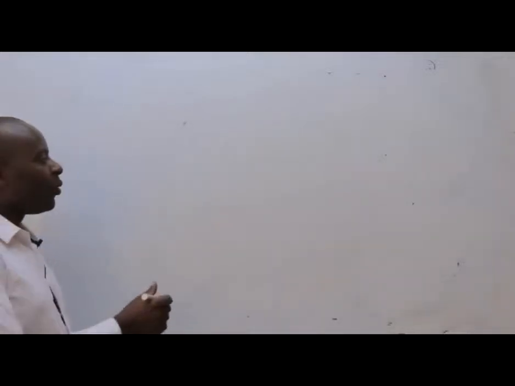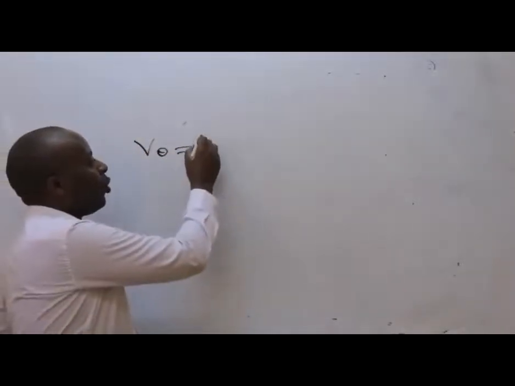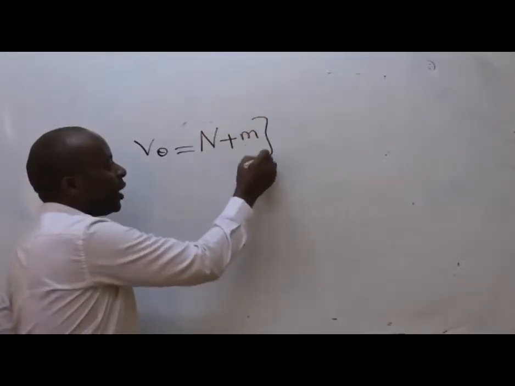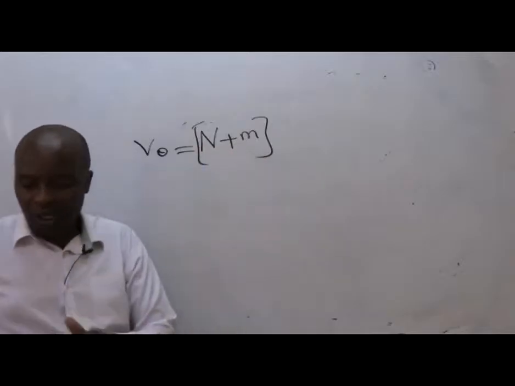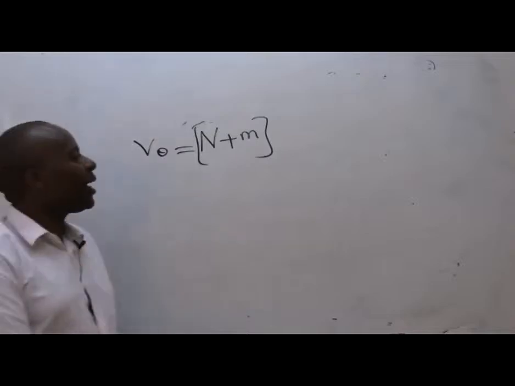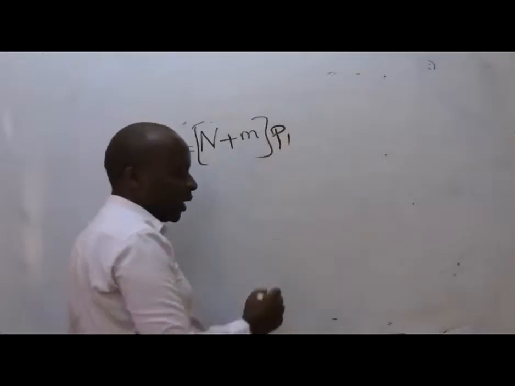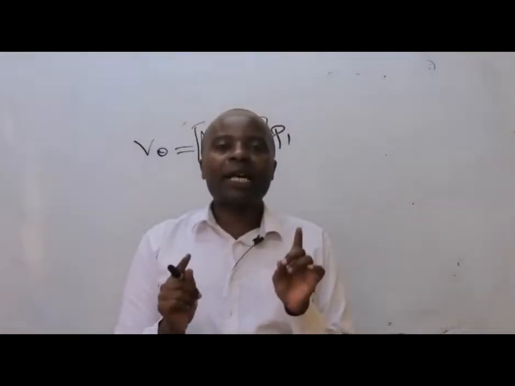So, ladies and gentlemen, under MM, the current value of a firm will always be obtained by us taking new shares plus old shares, multiplied by P1. Once I do it that way, then I'll have gotten what we call market capitalization.